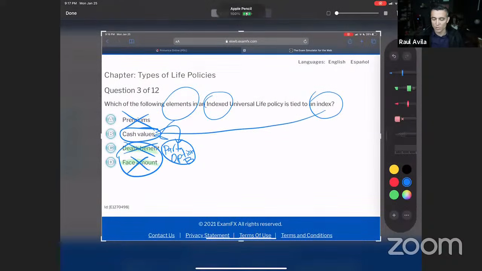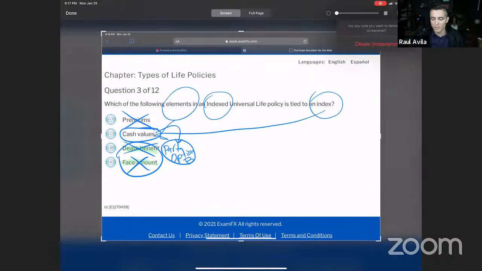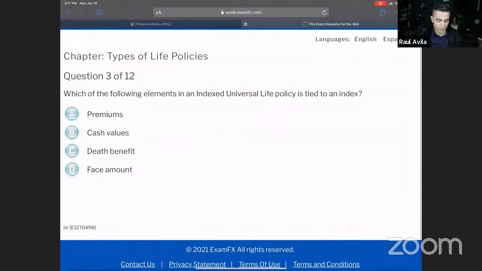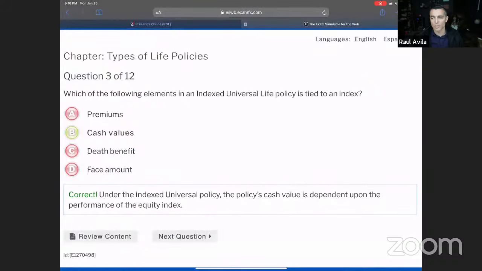All right, let's go. Be fast, be swift on screenshotting stuff, because we're gonna be going pretty quick. If you have any questions, just type it up in the chat or unmute yourselves. There it is, guys. Which of the following elements in an index universal life policy is tied to an index? Cash value. Let's go to the next one.